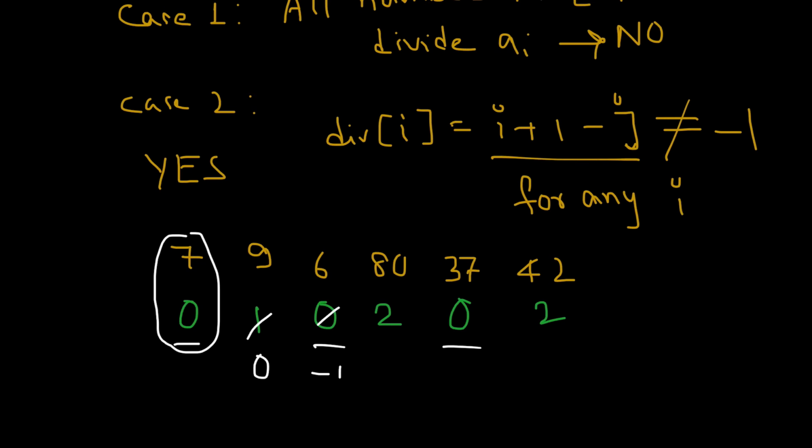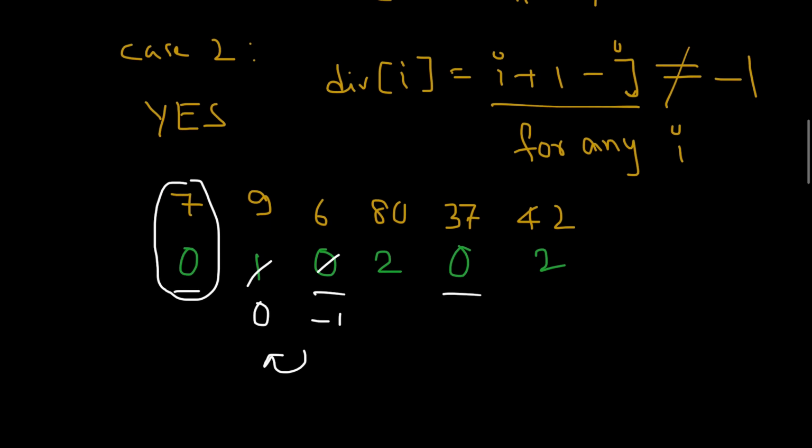But if 6 comes to this position, then I will check 6 with what? I will check 6 with 3 because for this position, the I plus 1 is 3. Now 6 is divisible by 3, so I can't delete it from this position. Now I will move 6 to here. 6 is also divisible by 2. So ultimately, 6 is divisible by all the previous numbers. 6 is not divisible by 4 only, so I have to remove 6 from here.